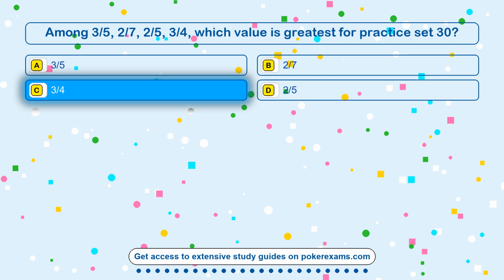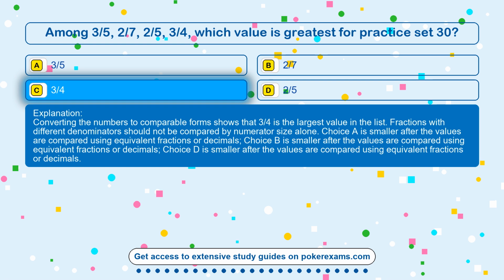The correct answer is option C, 3/4. Converting the numbers to comparable forms shows that 3/4 is the largest value in the list. Fractions with different denominators should not be compared by numerator size alone. Choice A is smaller after the values are compared using equivalent fractions or decimals, choice B is smaller after the values are compared using equivalent fractions or decimals, choice D is smaller after the values are compared using equivalent fractions or decimals.